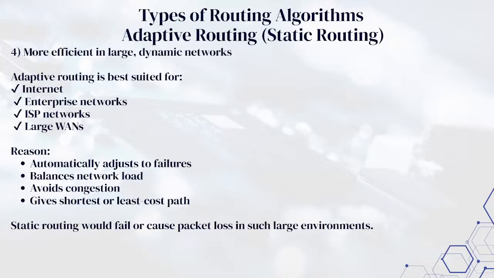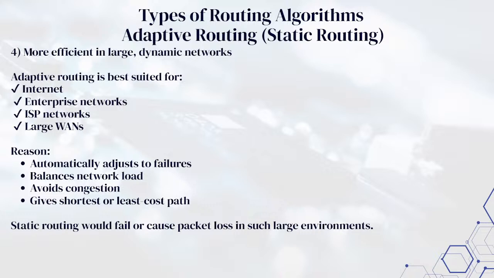Now the fourth point is that it is more efficient in large dynamic networks. Adaptive routing is best suited for the internet, enterprise networks, ISP networks, and large WANs. Why is it efficient? Because it automatically adjusts to failures, balances network load, and avoids congestion. It gives the shortest or least cost path.